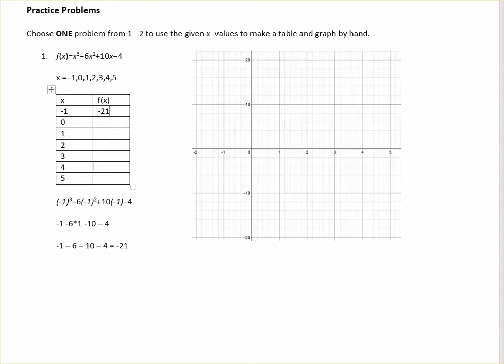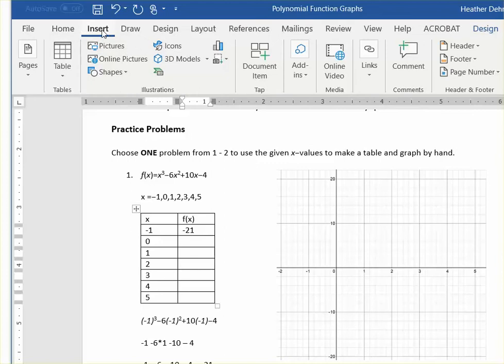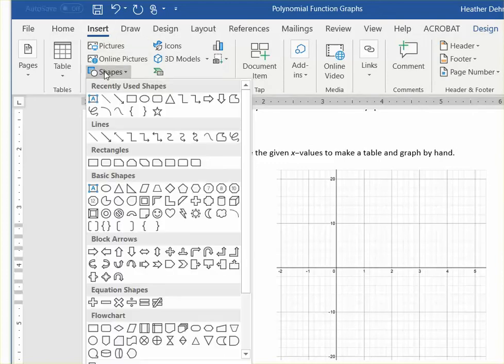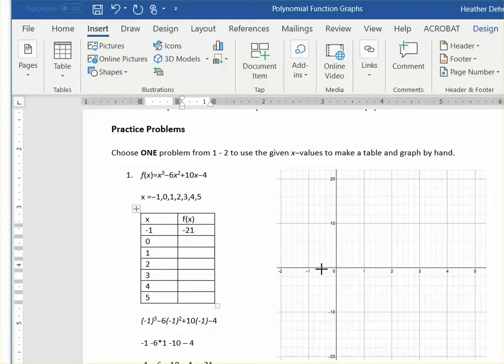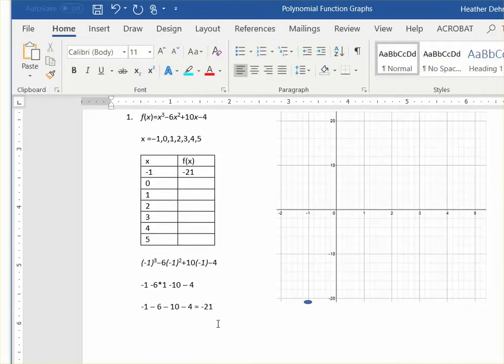So I'm going to go to Insert, Shapes, and I'm just going to pick a point. For my point, I'm just going to pick a circle or an oval, and my first point is at -1. See that the y-axis is quite spread out here? So -21 would be way at the bottom here. Close enough.